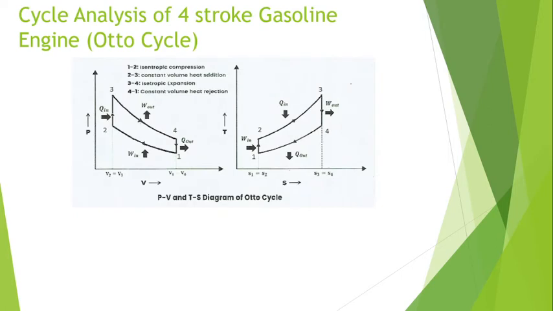So here is the PV and TS diagram of the Otto cycle. Here we have the first process, which is the isentropic compression, where we have constant entropy. Then next is from 2 to 3, which is the constant volume heat addition.